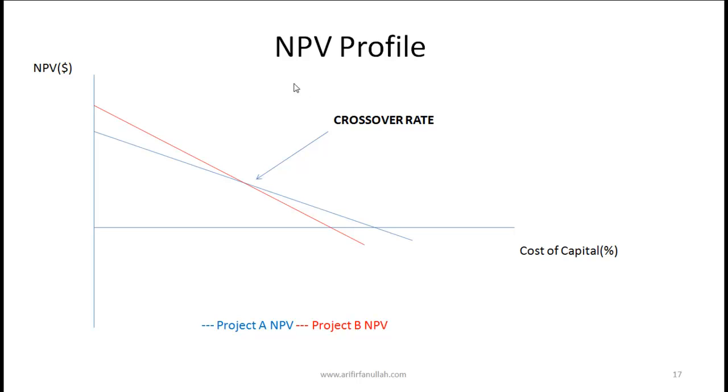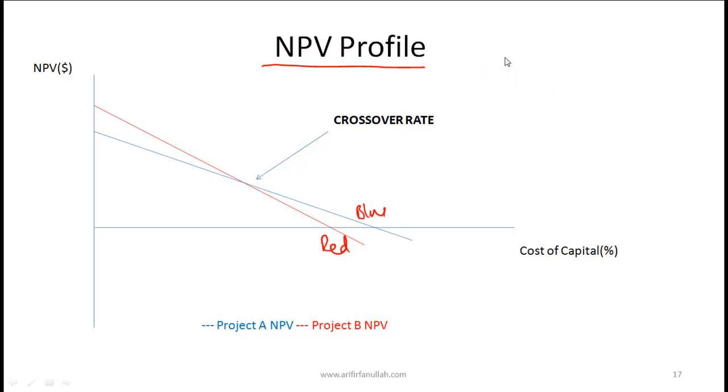Now let's talk about the very important concept of the NPV profile. The NPV profile simply takes the cost of capital or the discount rate on the x-axis and different NPVs on the y-axis. So let's take two projects, the blue project over here and the red project. Now how do we calculate the NPV profile?